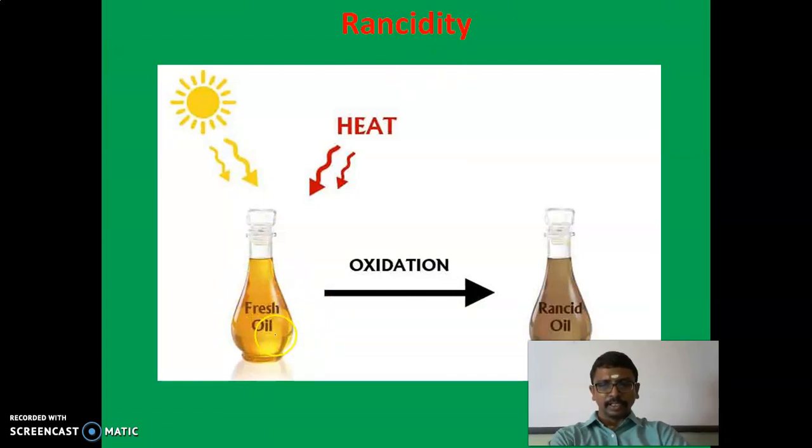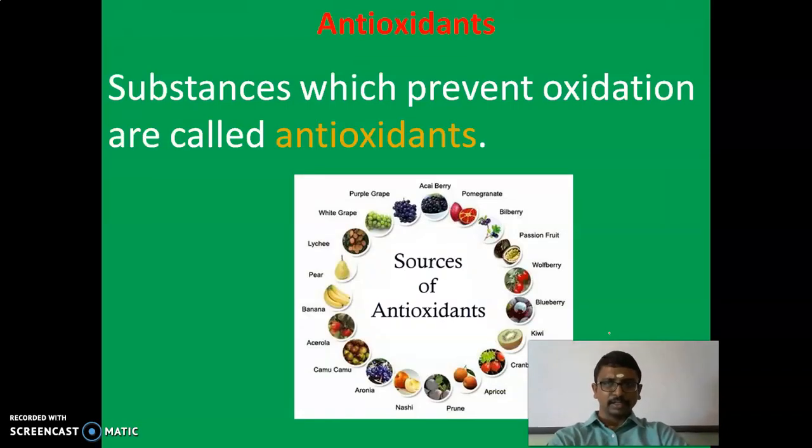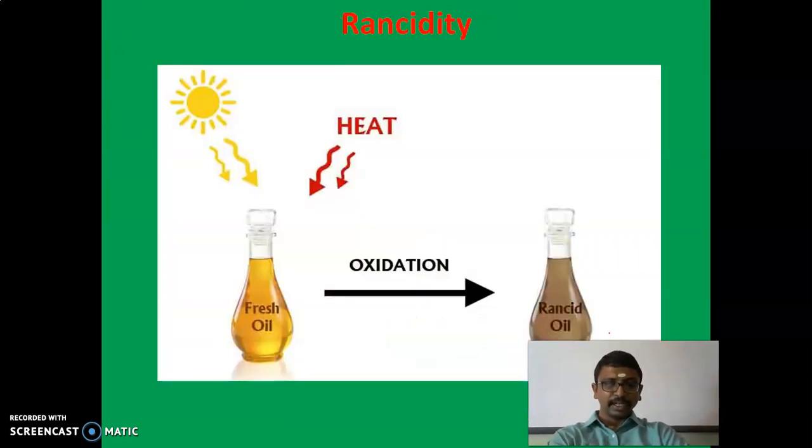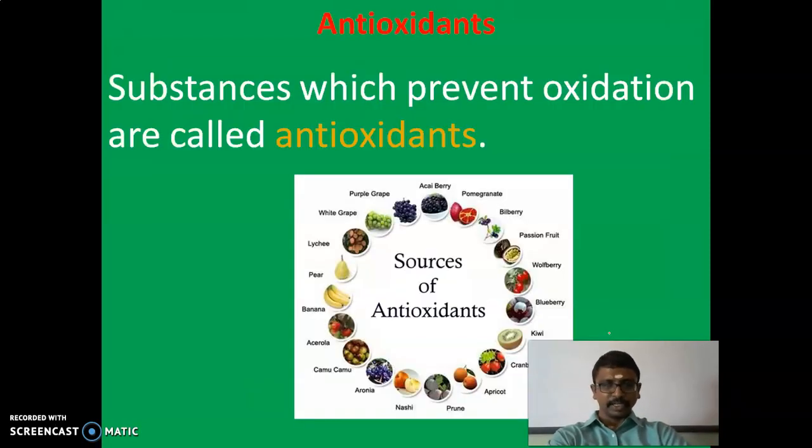So here you can see the fresh oil. When the fresh oil is exposed to sunlight and heat, oxidation will take place. So the fresh oil will be converted to rancid oil. Rancid oil is not good for our health.